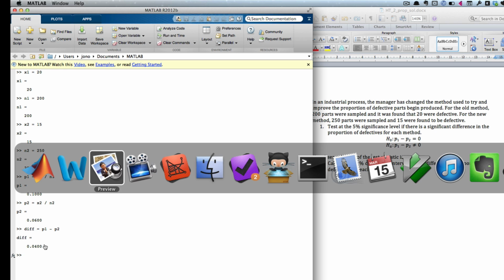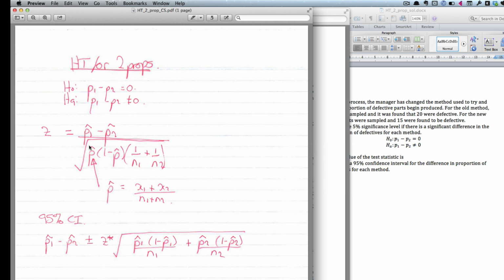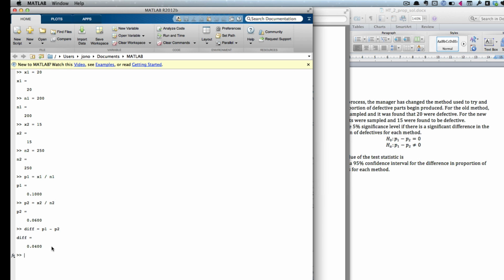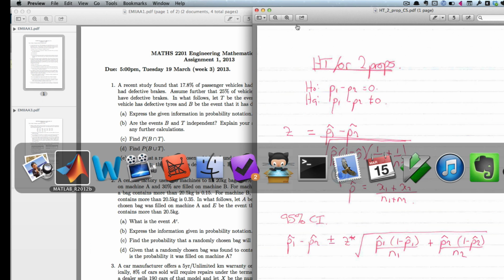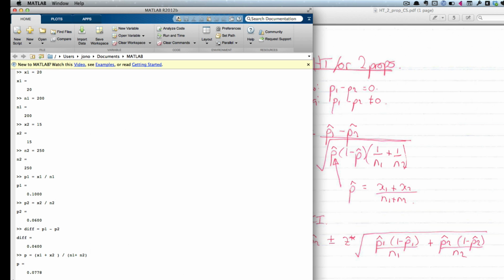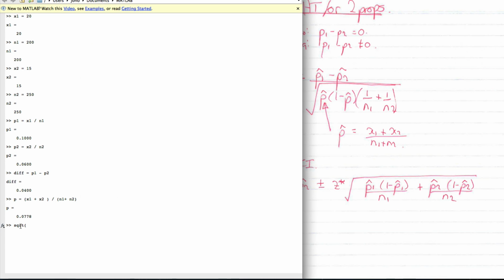Next thing we need to do, if we go back to our cheat sheet, is work out the standard error. So we need to get what is just called P hat, which is x1 plus x2 over n1 plus n2. So P is x1 plus x2 divided by n1 plus n2. And then the standard error is this term here. So the standard error is the square root of P times 1 minus P times 1 on n1 plus 1 on n2. So that's our standard error.